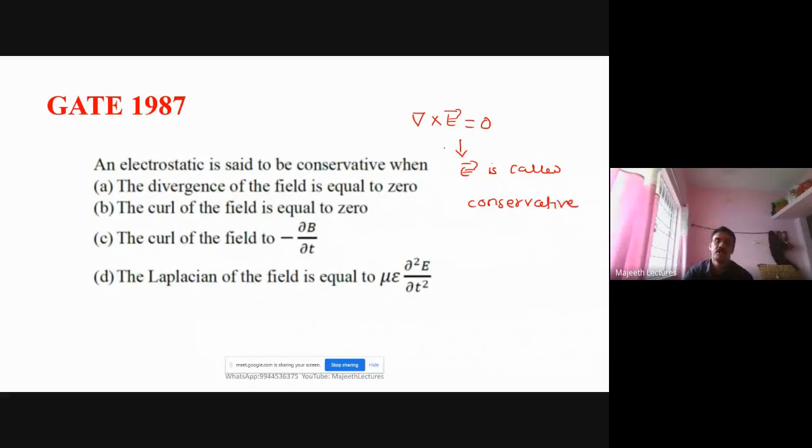A vector whose curl, the cross product, becomes 0 will be conservative. So the electrostatic field is said to be conservative when curl of the field is equal to 0. So E is said to be conservative only when del cross E becomes 0. So don't forget, this is very important. This is called conservative field. A conservative field is a field whose curl, del cross, becomes 0. Right? That's the point.